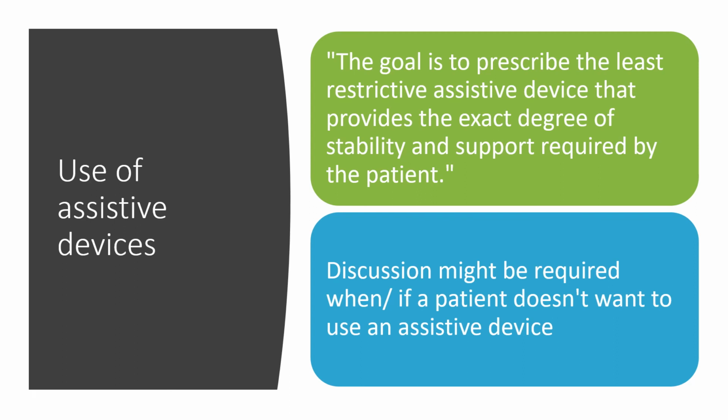Use of assistive devices. The goal, based on your book, is to prescribe the least restrictive assistive device that provides the exact degree of stability and support required by the patient. So you don't want to use too much, like for your patient that can get around pretty well, but that maybe has a little bit of balance deficits. Maybe a rolling walker is too much for them, but maybe for that patient that needs more assistance, a rolling walker is most appropriate for them, and a cane is maybe not enough support or stability for them. So you need to figure out what that looks like on that continuum.